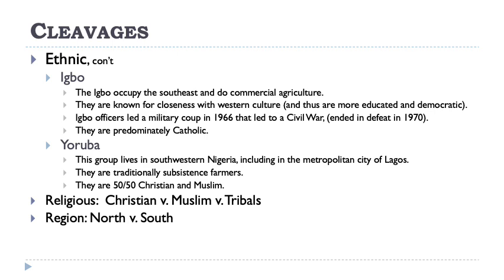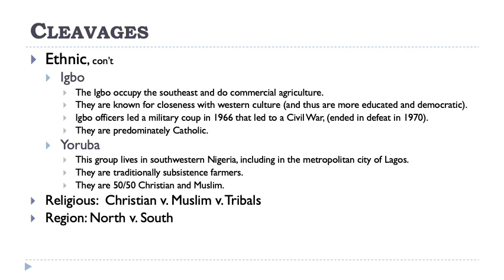The Igbo occupy the southeast and do commercial agriculture as opposed to being small, poor subsistence farmers. They are known for their closeness to the west, and so you're going to see, to the western eye, the most affluent society in Nigeria. For example, more democratic, more education, more stability, a better legal system, rule of the law. Igbo officers led a military coup in 1966 that led to the Civil War that ended in 1970.